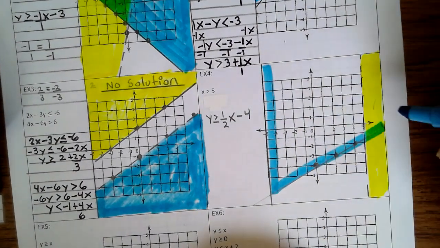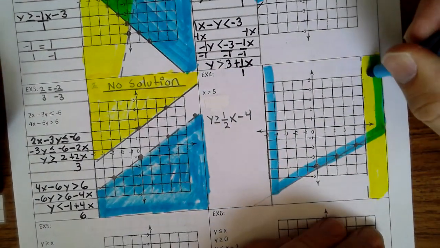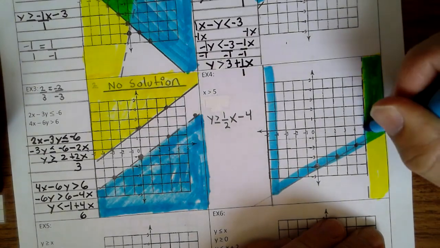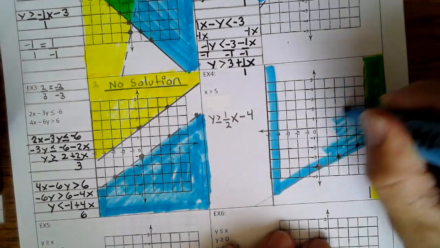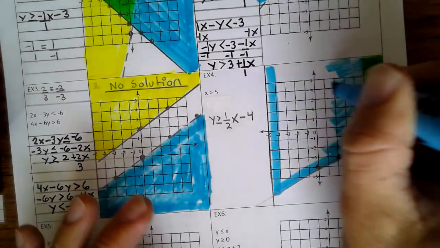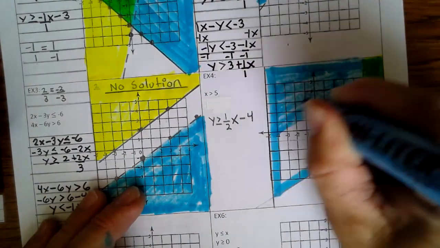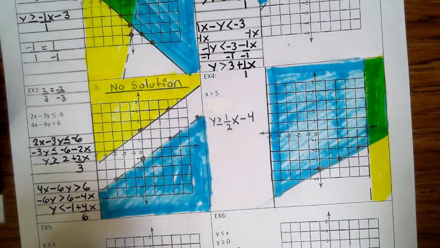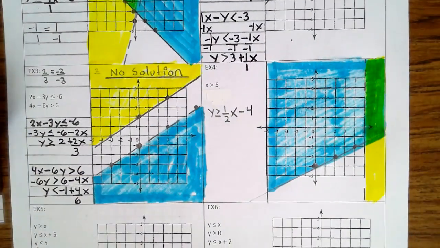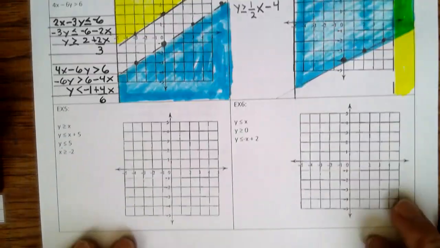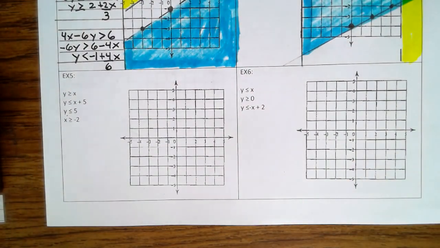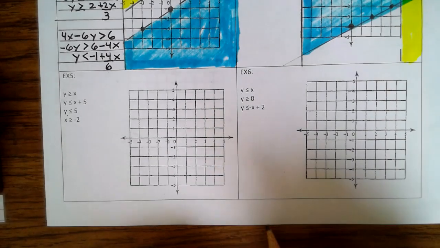And you can see here that the overlapping region changes colors, and that's your solution. Okay, go ahead and finish up example 4. All right, now, when you move past 2 equations, you're going to stop using highlighters because it's just not practical. So you're just going to use a pencil, okay?